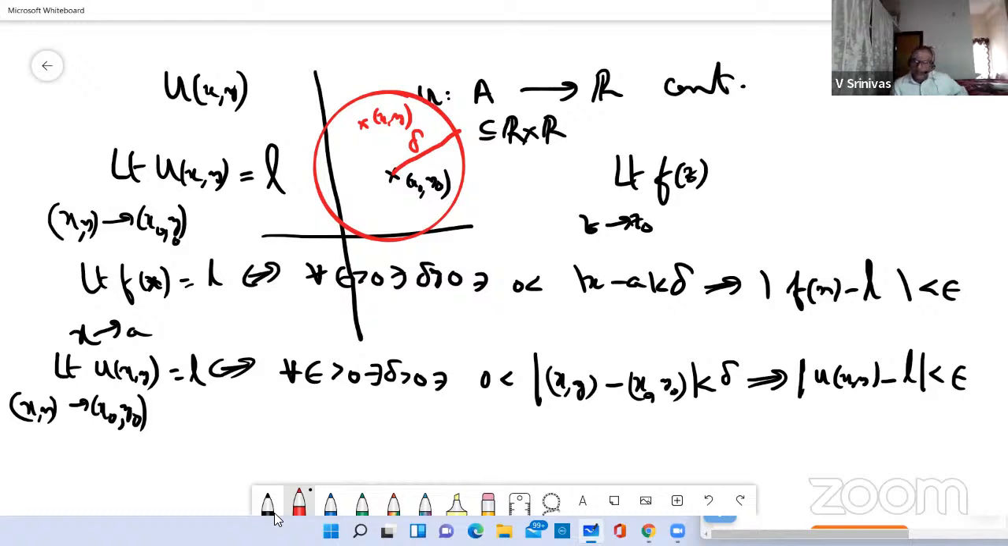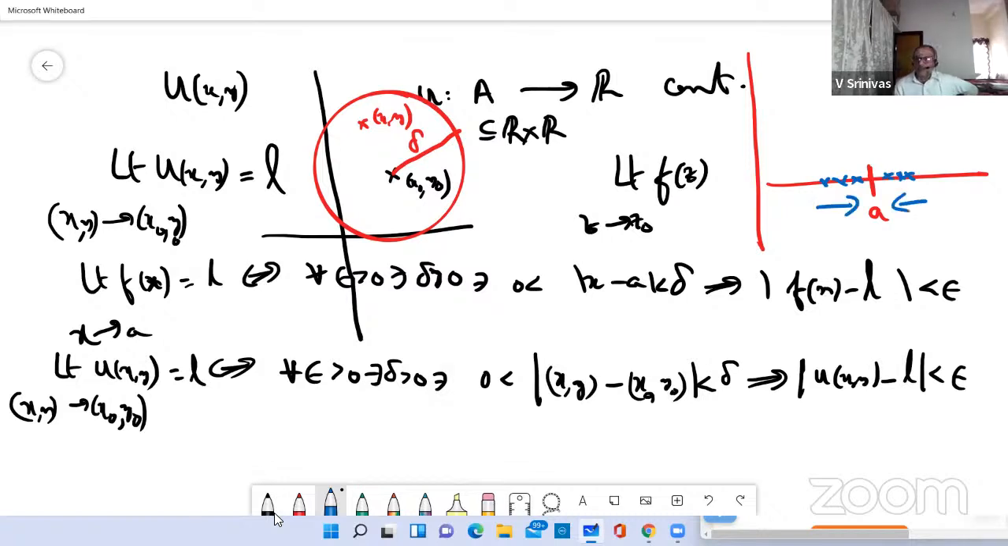Okay, so how much? See, when you studied real valued functions of a real variable, a is approached either from the left or from the right. You approach a from two directions when you studied limits of real valued functions of real variables. But here it is not the case.